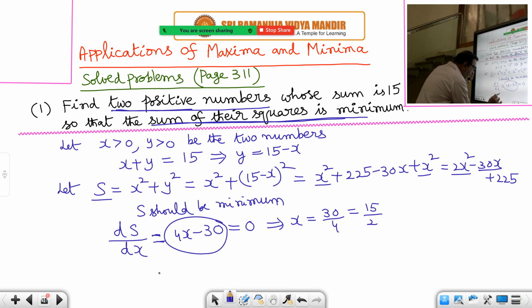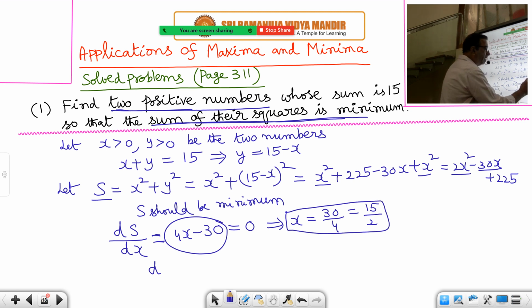Now let us use the second derivative test. So at x equal to 15 by 2, because the derivative is 0, there may be a local maximum or local minimum. We cannot say definitely. How to find whether the function is having a local maximum or local minimum? There are two tests. Let us use the second derivative test.